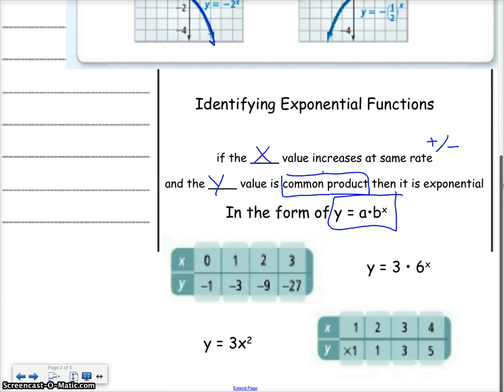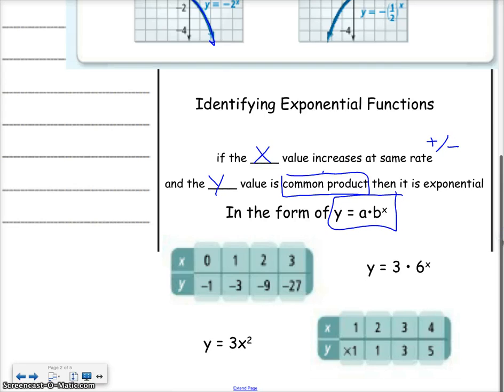So two things that you're checking for. If it's a table, you're checking that x increases by adding or subtracting by the same number, and y is a common product. If you're given an equation, you check to see that your equation looks exactly like this, except it's going to be numbers in there. So notice, where is x on this equation? Where's x? As the exponent. X is the exponent, exponential function. So x always has to be the exponent for an exponential function.